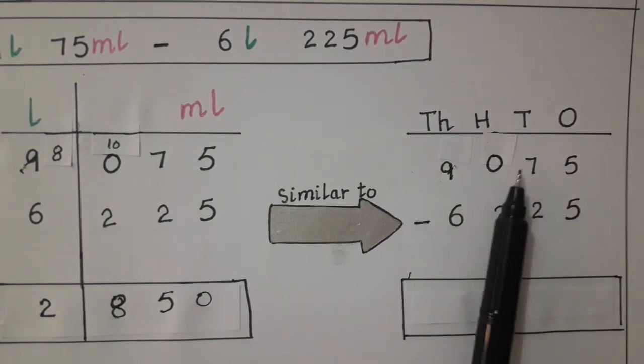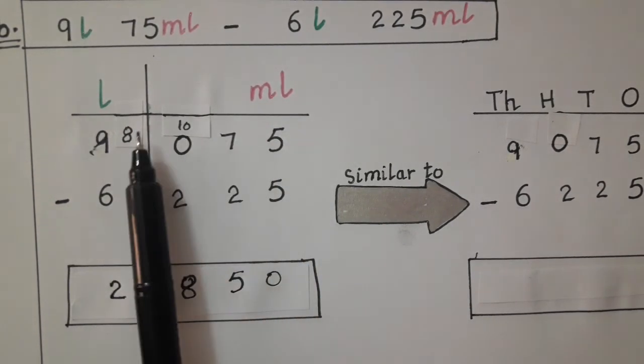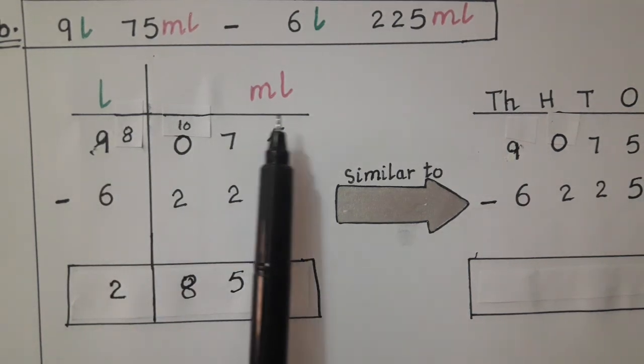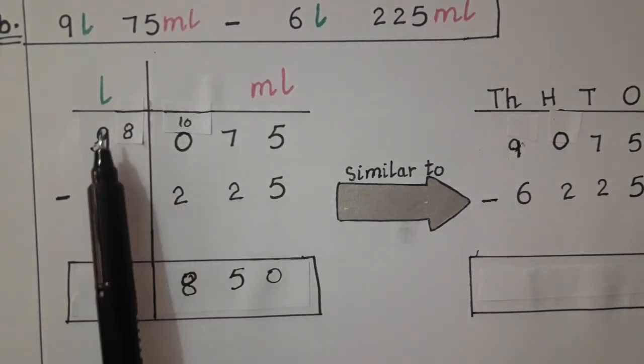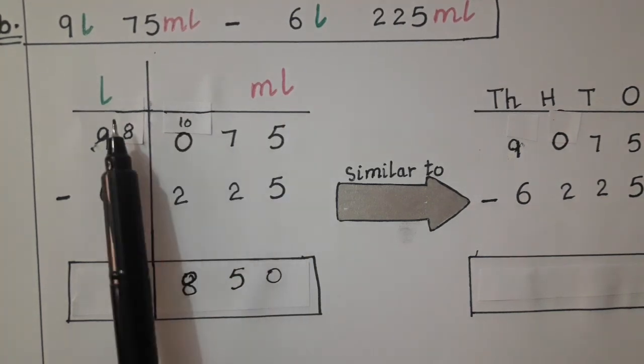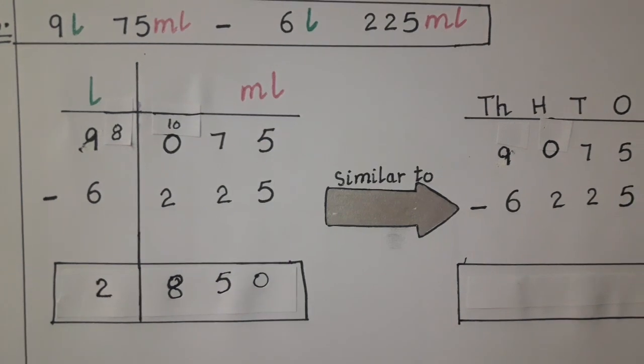So for these questions also, for kilogram, gram, for meter, centimeter, and for liter and milliliter questions, when you are arranging the numbers in vertical form, just write over here ones, tens, hundreds and thousands, so that you can arrange the numbers correctly. Students, I hope you understand.